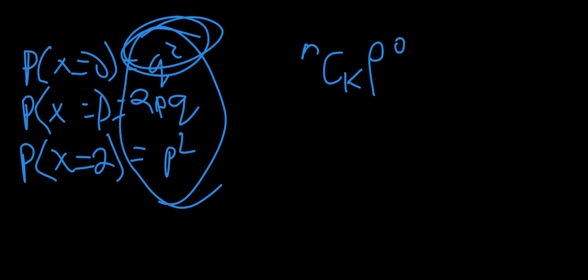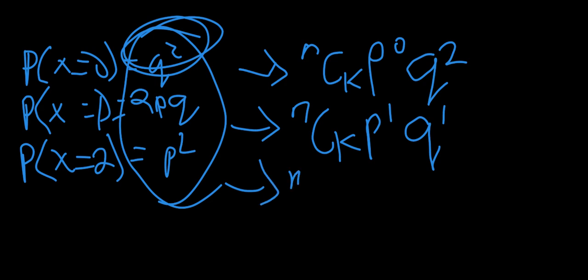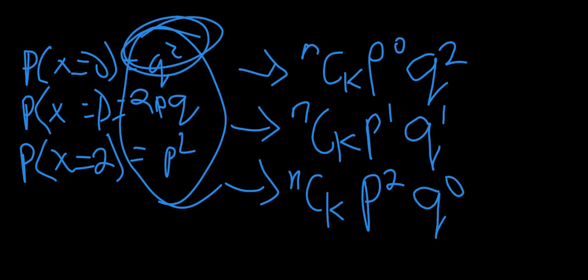Now for the Q value, we see that the Q value has the power of two, right? Now let's move to the next one, still n choose k. We see that the P has a power of one, and the Q has a power of one. Let's move to the third one, n choose k, where the P has a power of two and the Q has a power of zero.